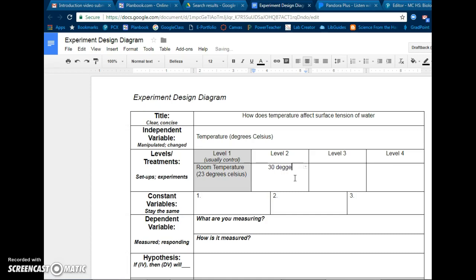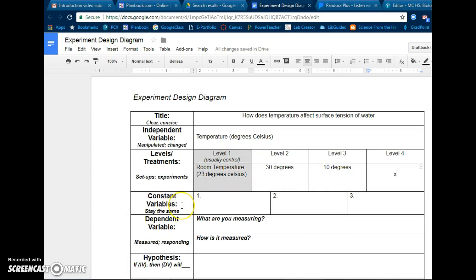Okay, and I don't have the shortcut here for the symbols, so I have to type it out. And then maybe I want to see if lower temperature, so maybe I'll go down to 10 degrees Celsius. Okay, if I only want to do 3 levels, that's fine. I can just put an X in this 4th level. Okay, so now I think temperature affects surface tension, and I have 3 different temperatures.